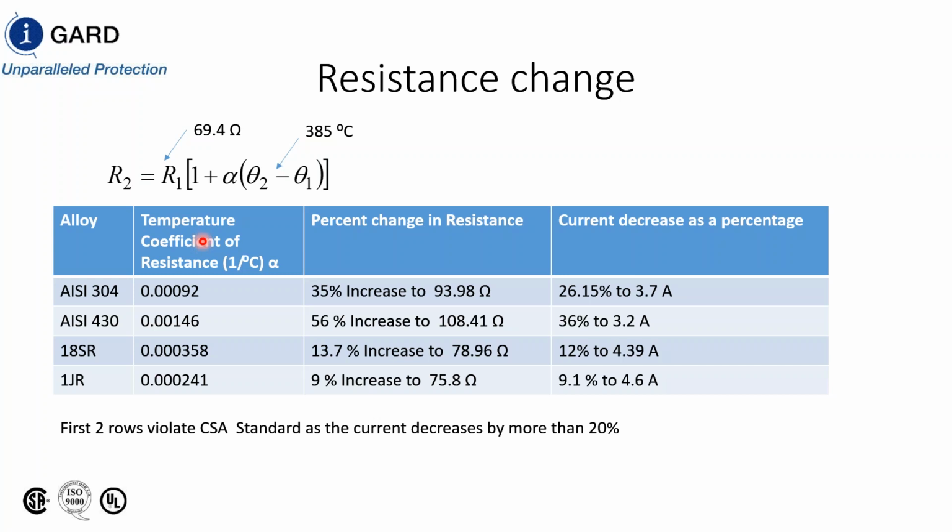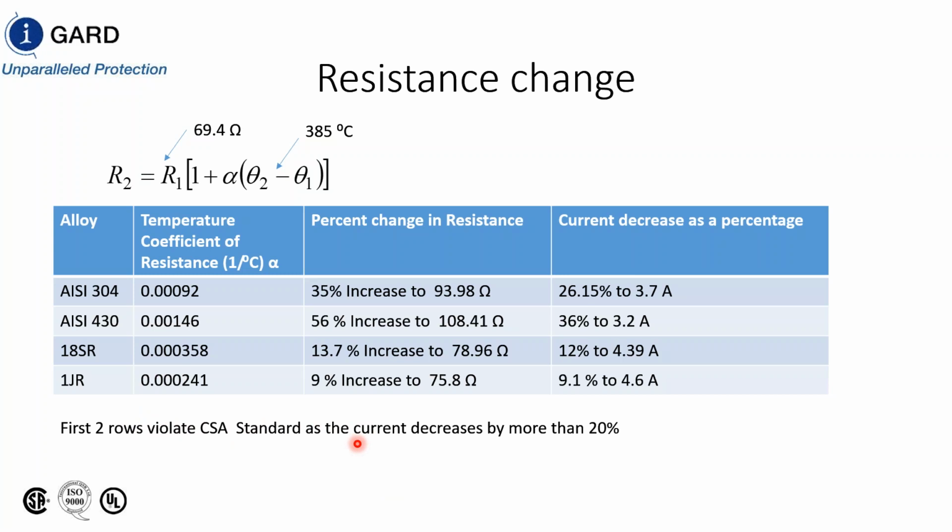430 stainless steel, 56% increase in resistance to 108.41 ohms, which is a decrease of 36% of current to 3.2 amps. 18SR: a 9% increase to 75.8 ohms, or less than a 10% decrease in current.